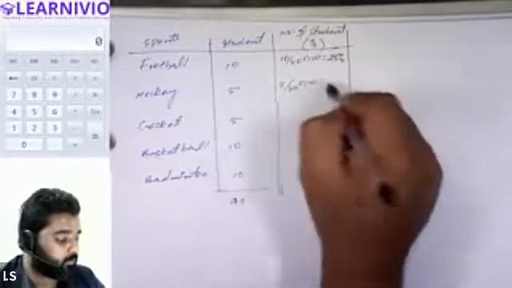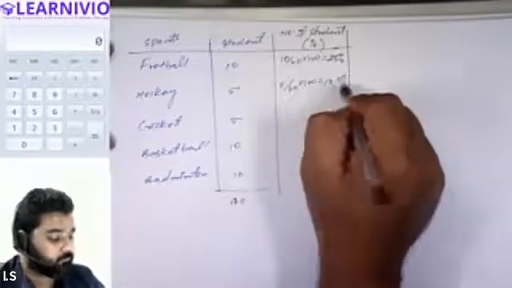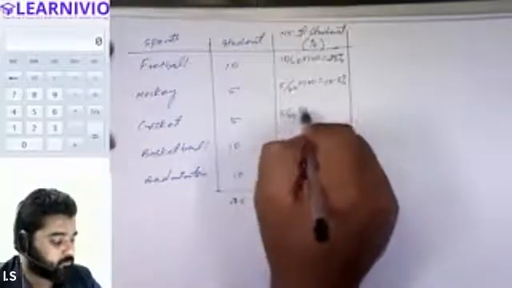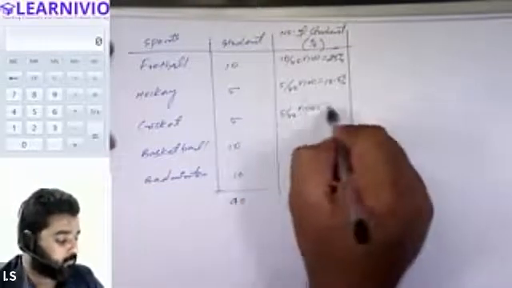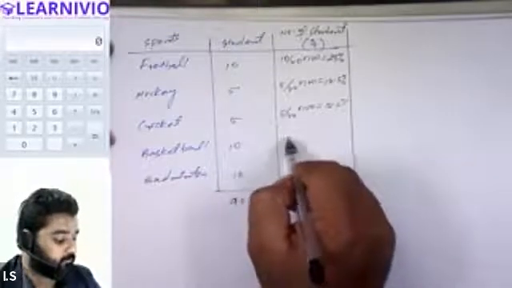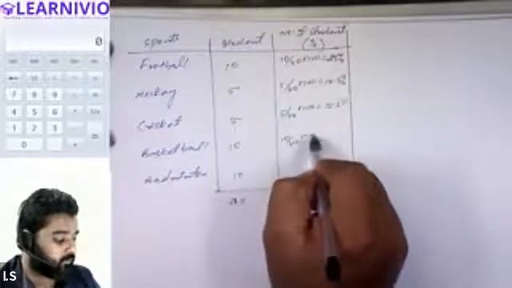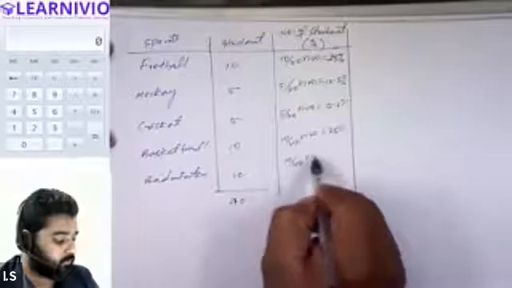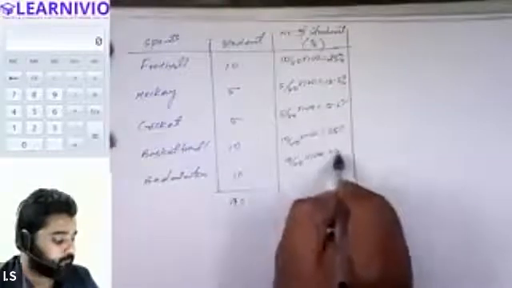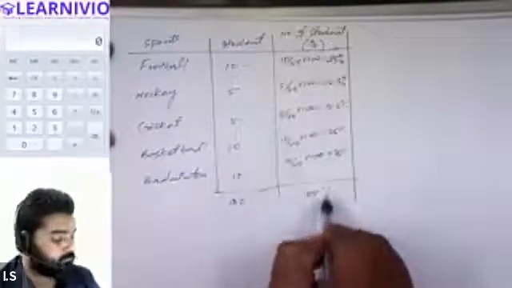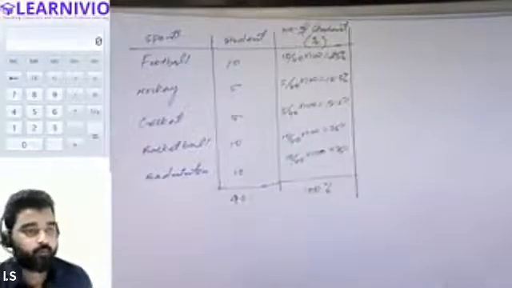Then 5 divided by 40 into 100 will be 12.5%. And again 5 divided by 40, 12.5% again. Then 10 divided by 40, 25%. 25% again. And for the next also it is 25%. Make sure the sum total of all the percentages must be equal to 100%.